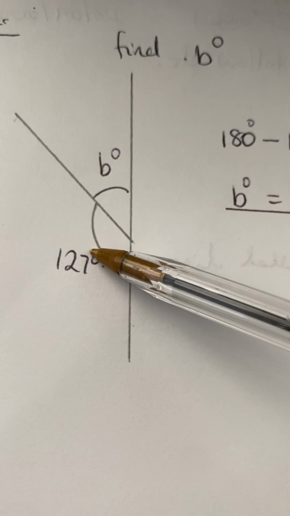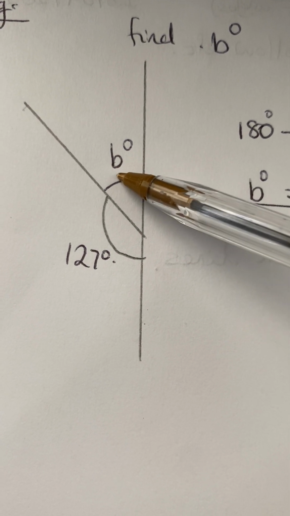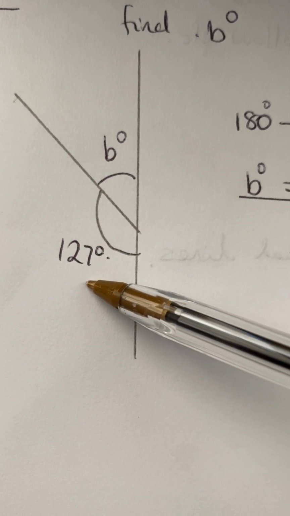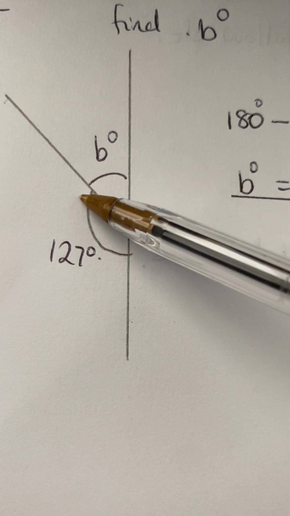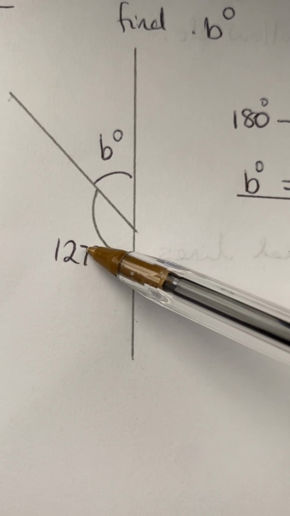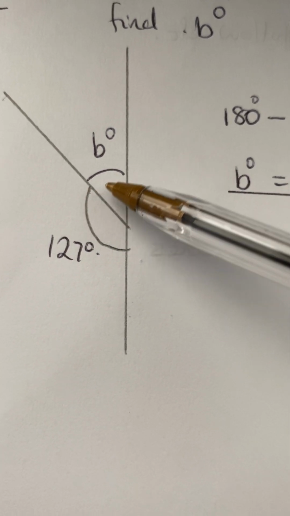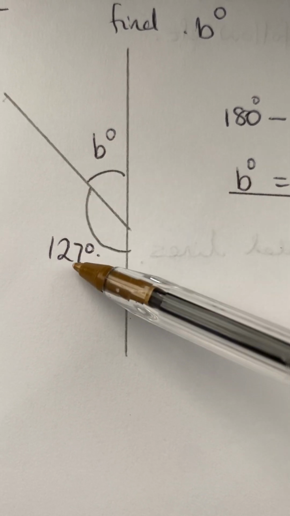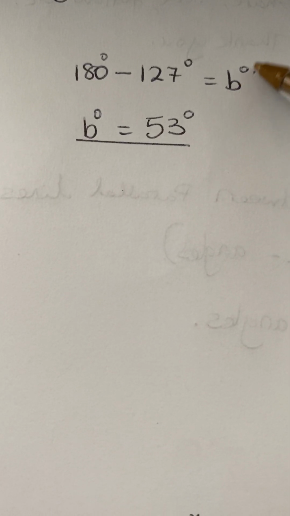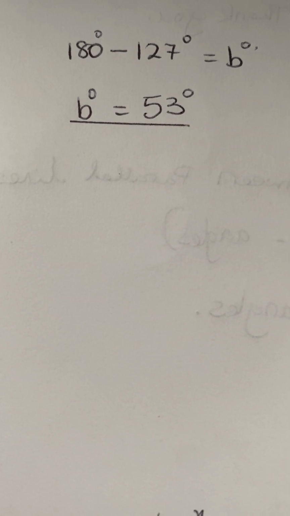So you have to see it and apply. So B here, you need to find B. Straight away, you take 127 from 180, because the whole angle on this part of the straight line is 180. So if this is 127, then 180 minus 127 will give you B. If you do it correctly, B is 53 degrees.